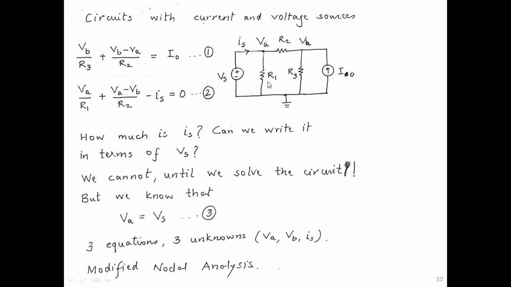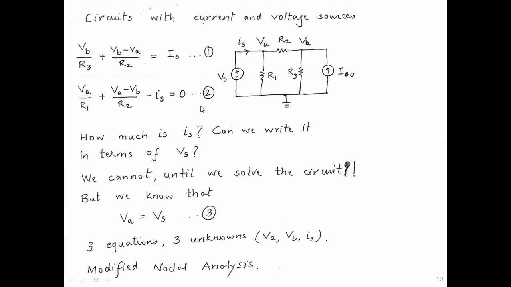So in fact, what has happened is that when we add a voltage source to a circuit, we have one more unknown. We have VA as an unknown, VB as an unknown, and Is becomes the third unknown. So instead of two equations, we need three equations. So two we have written here. What is the third equation?